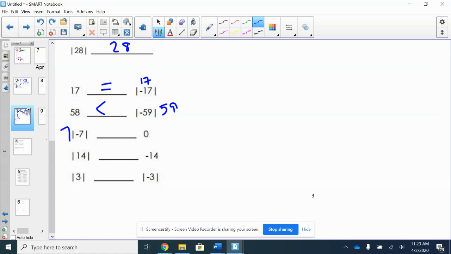Absolute value of -7 is 7. 7 is greater than 0. Absolute value of 14 is 14. 14 is greater than -14. And the last one, we have the absolute value of 3 is 3. The absolute value of -3 is also 3. 3 equals 3.